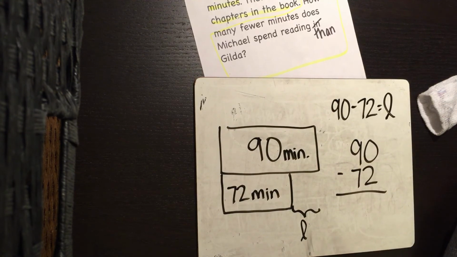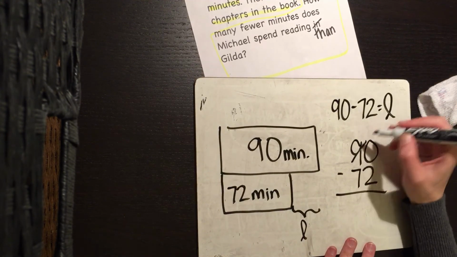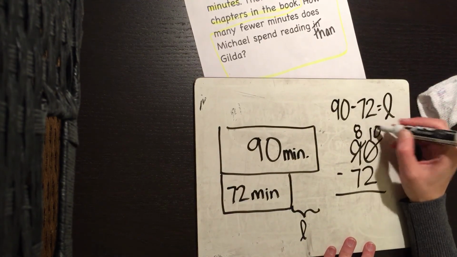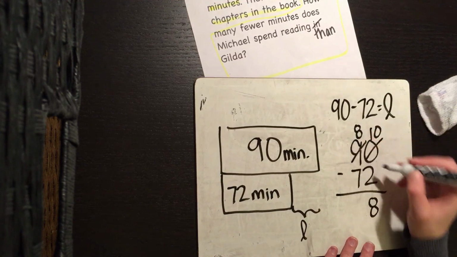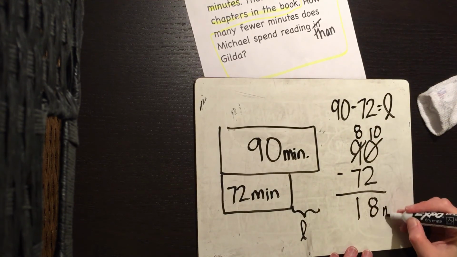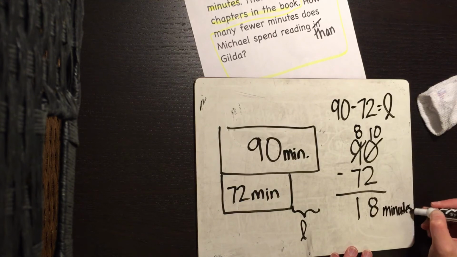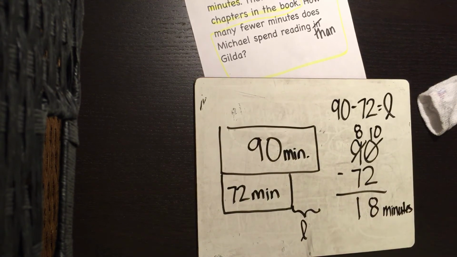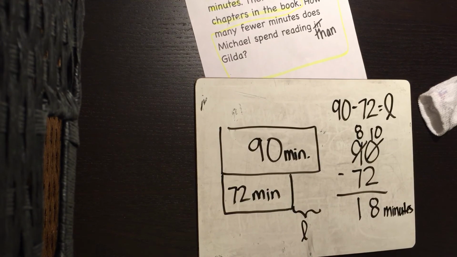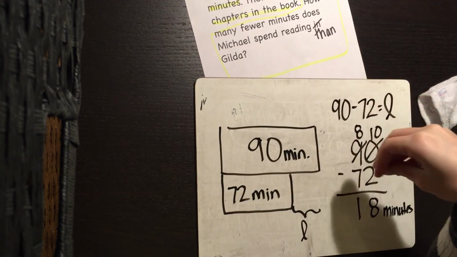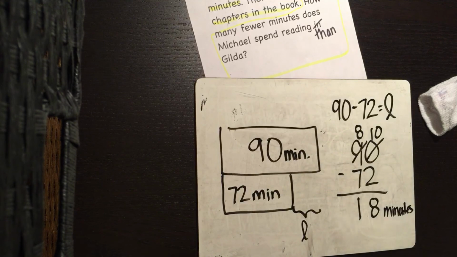0 minus 2, can't do that, have to borrow. 8, 10. 10 minus 2 is 8, 8 minus 1, 18 minutes. And my word sentence would be, it takes Michael 18 fewer minutes to read than Gilda. Let me check and make sure it makes sense. Does it make sense that he spent 18 fewer minutes? I'm going to check my math. I think that makes sense.